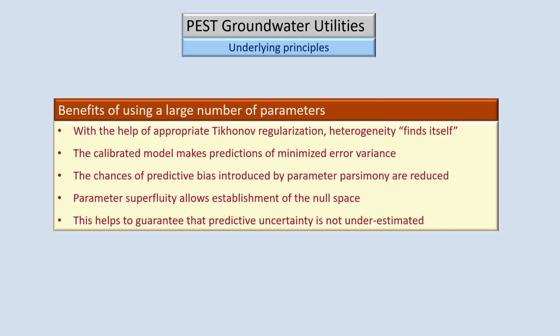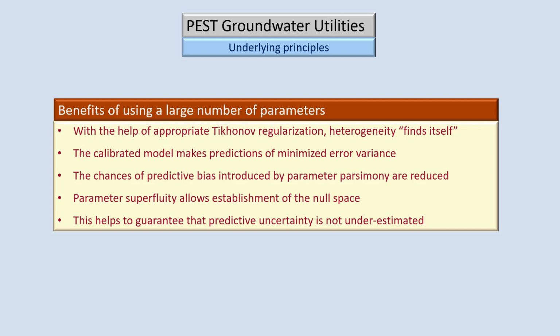Highly parameterized inversion provides a better guarantee of minimum error variance solution to the inverse problem of model calibration than use of more parsimonious parameter sets. Also, they provide more robust estimates of predictive uncertainty. Don't forget, it's the parameters that you cannot estimate that are just as important as those that you can when it comes to quantifying the uncertainties of some decision-critical predictions.